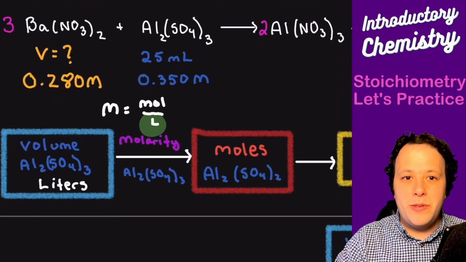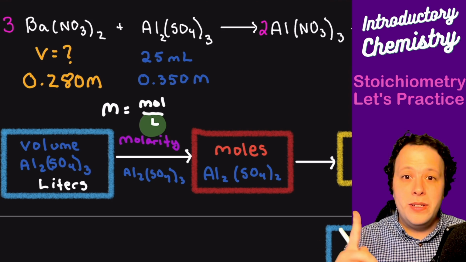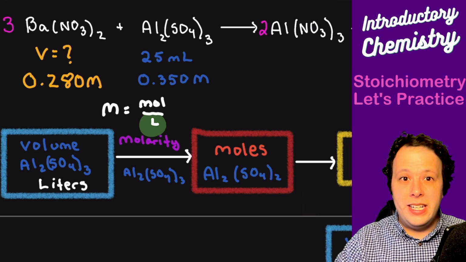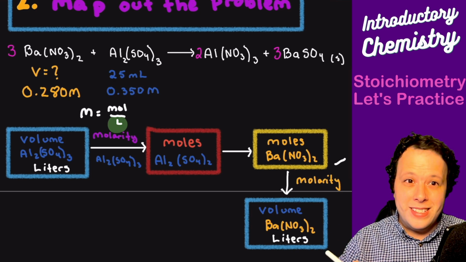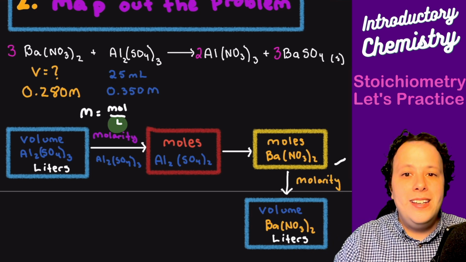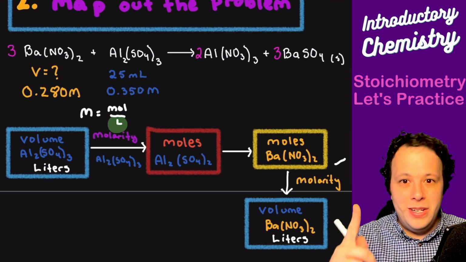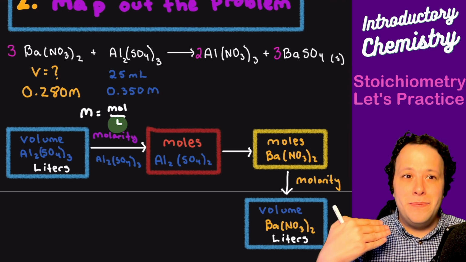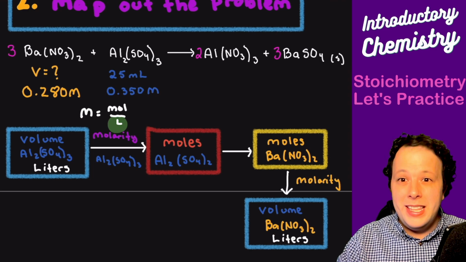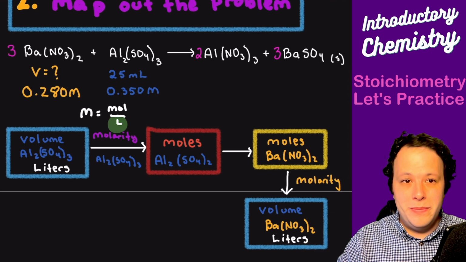So what we will first do is convert that volume to moles using the molarity. And then from there, since it's asking us what the volume of barium nitrate is, we'll use the mole-to-mole ratio and then divide by the molarity to get volume. So let's take a look.